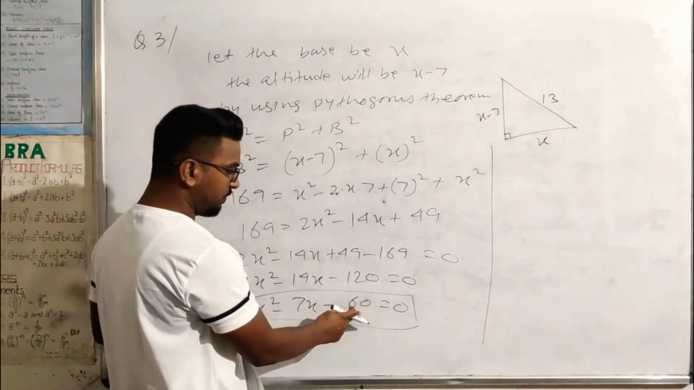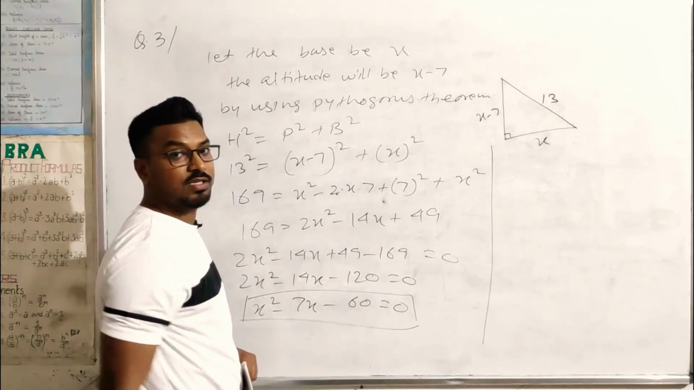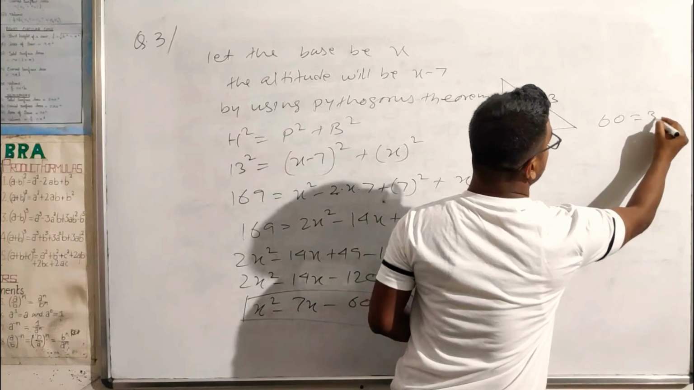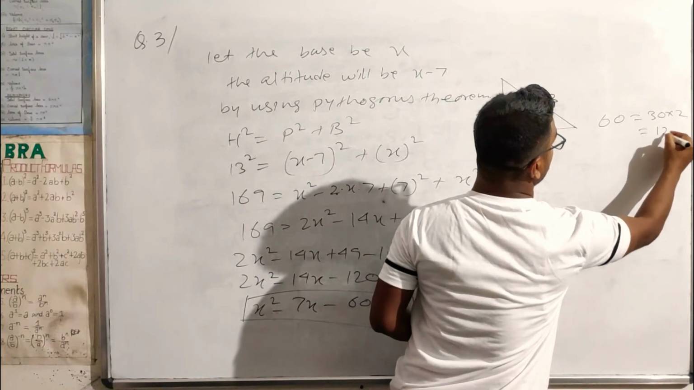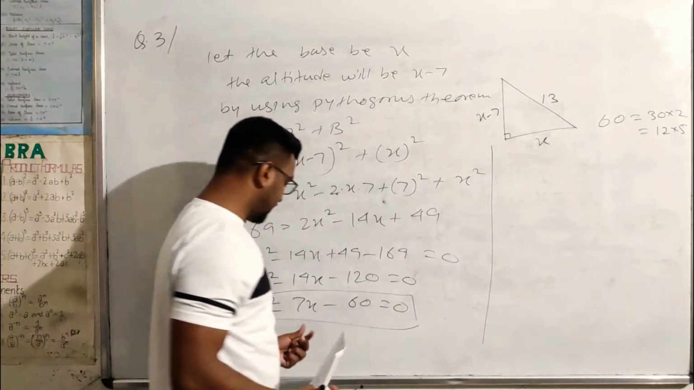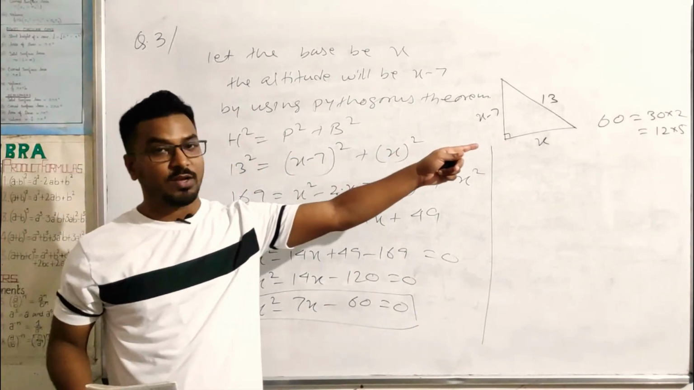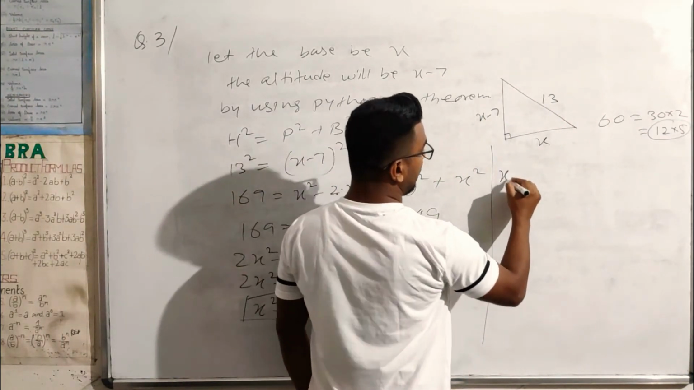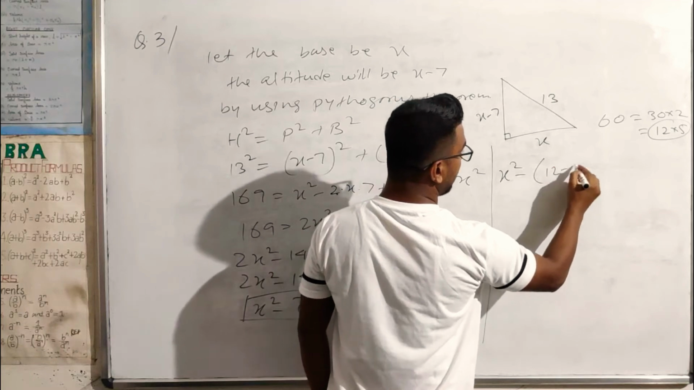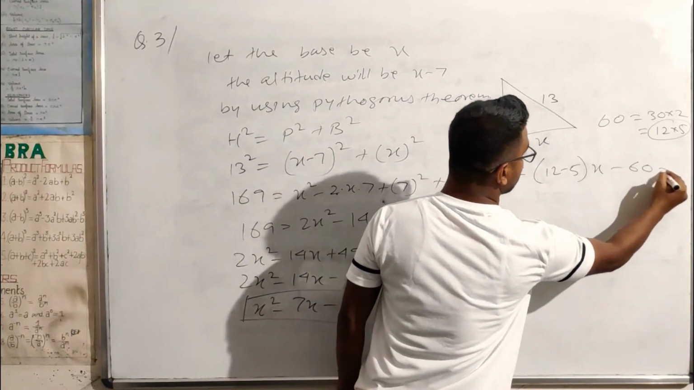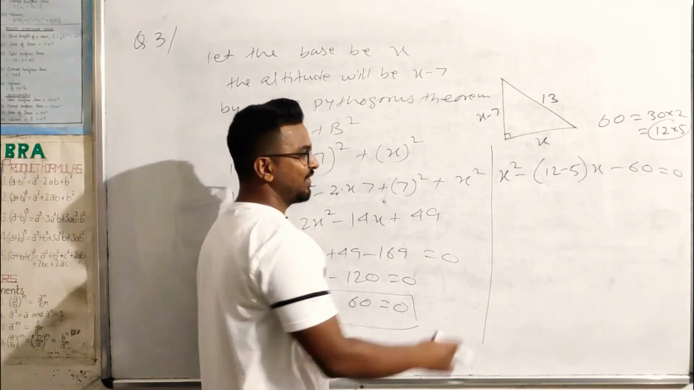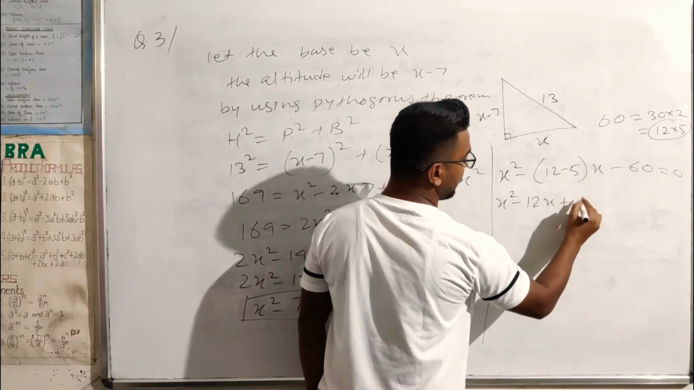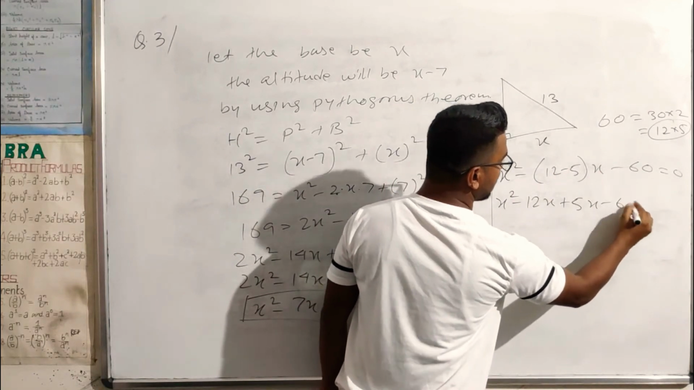Okay, now we'll find the factors of 60. This is 1 into 60 is 60. The factors of 60 can be written as 30 into 2 or 12 into 5. So we need 7 here. So 12 minus 5 is 7, so we'll be using these two factors. So we'll write x square minus, instead of 7 we'll write 12 minus 5, into x minus 60 equals to 0. Clear? So x square minus 12x, minus minus it will be a plus 5x minus 60 equals to 0.